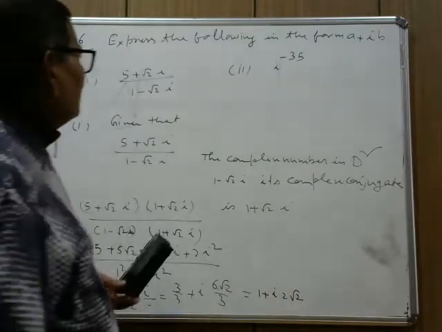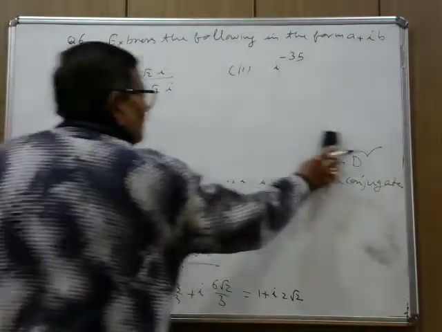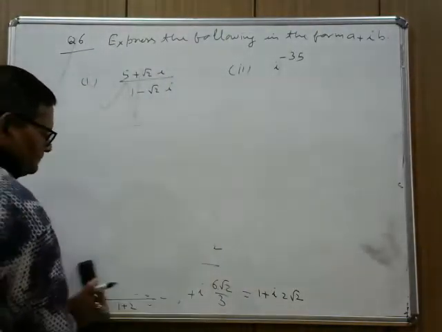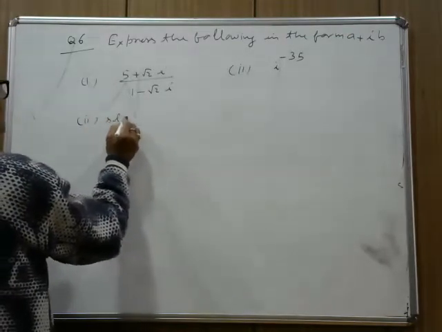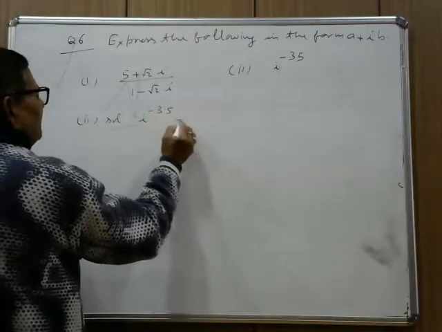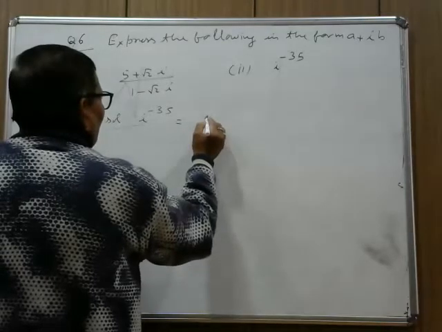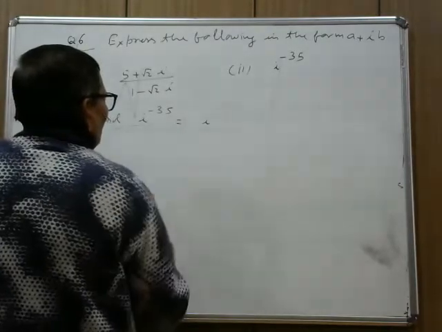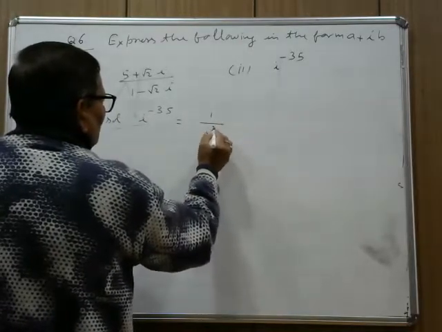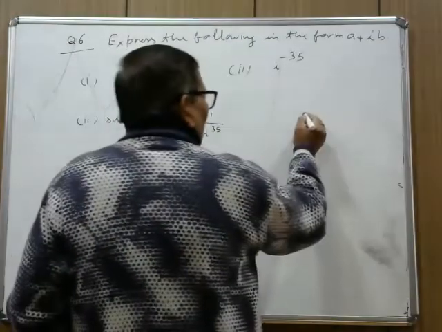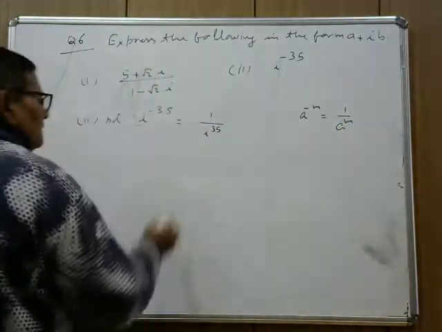Now second is i to the power minus 35. Second solution: i to the power minus 35 equals, this can be written as 1 upon i to the power 35 by using the law of exponent. As you know, a to the power minus m equals 1 upon a to the power m. By using this you can write this.